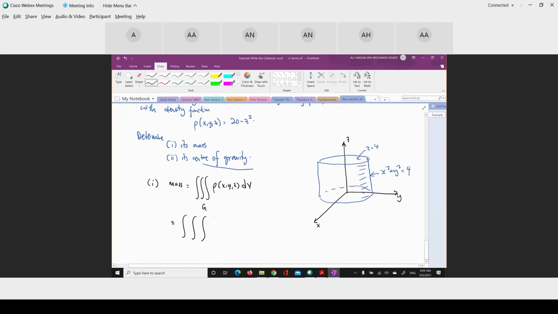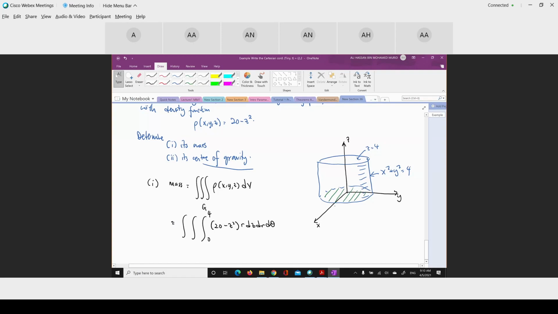So first we replace rho by 20 minus z squared, times r dz dr d theta. The volume element in terms of cylindrical coordinates is r dz dr d theta. So z is bounded above and below by just numbers here, and r theta is in this green shaded region, circular, isn't it, of radius. What is the radius?